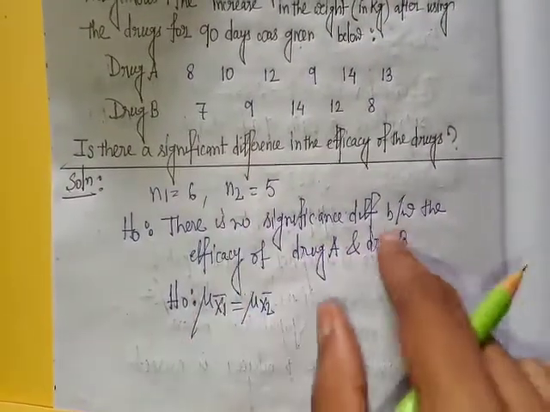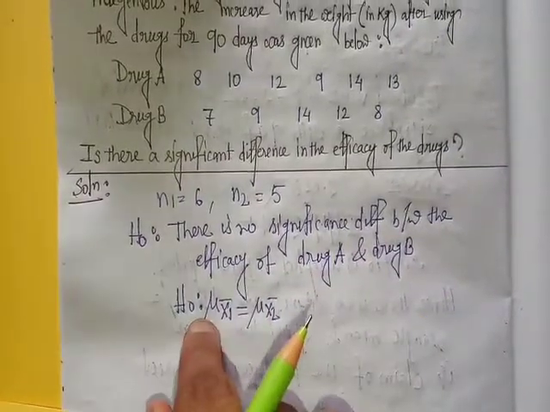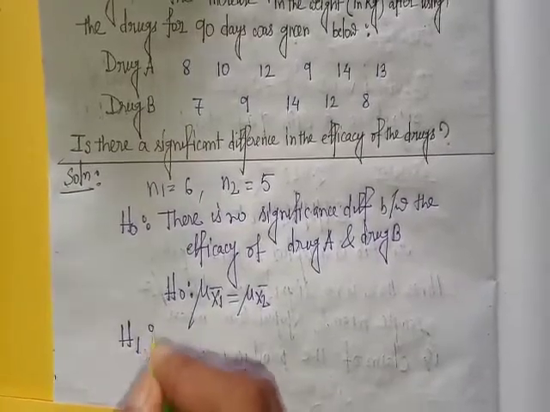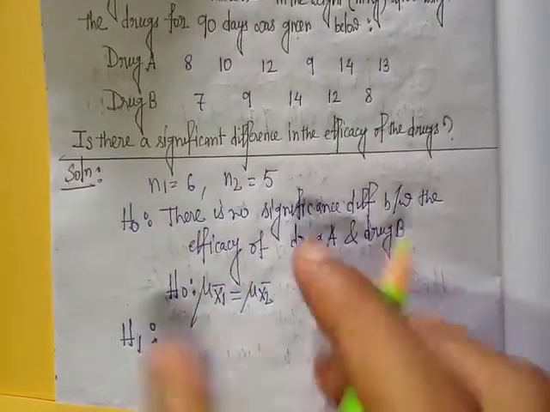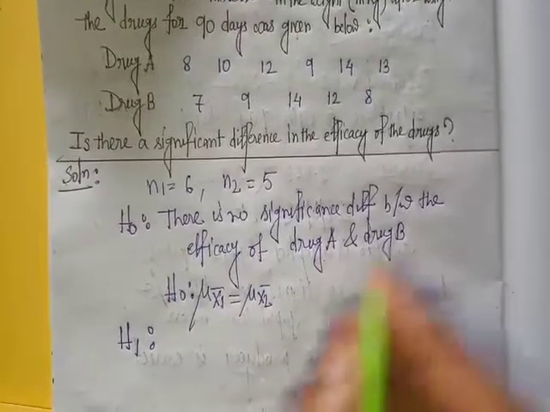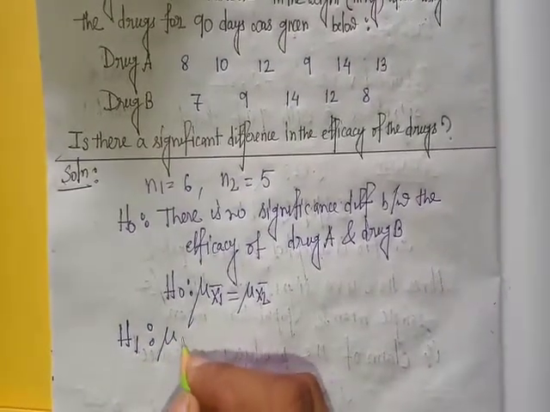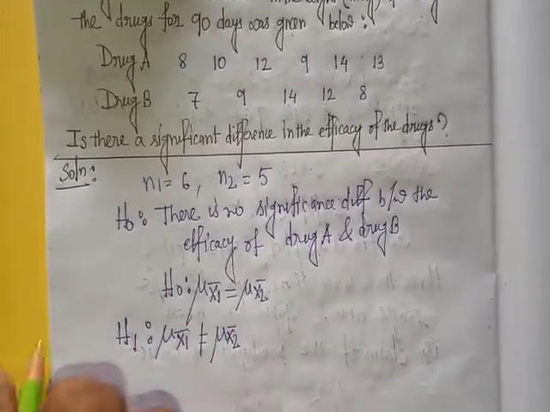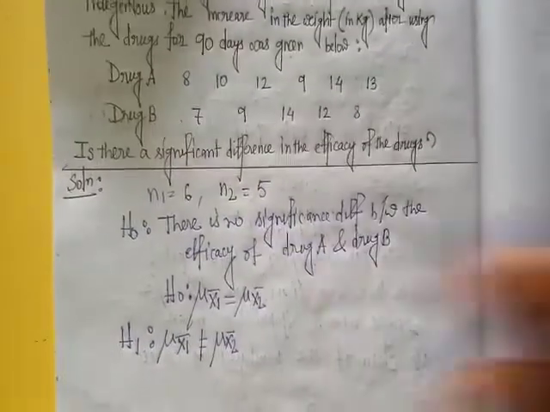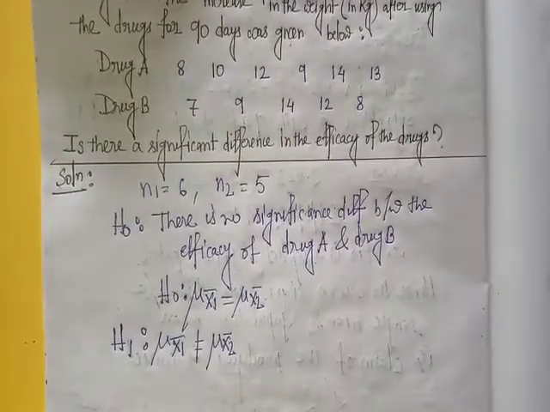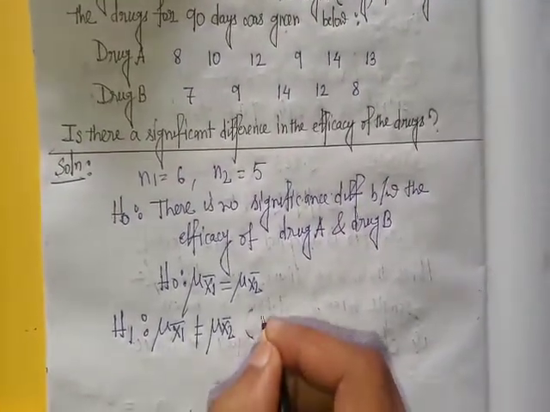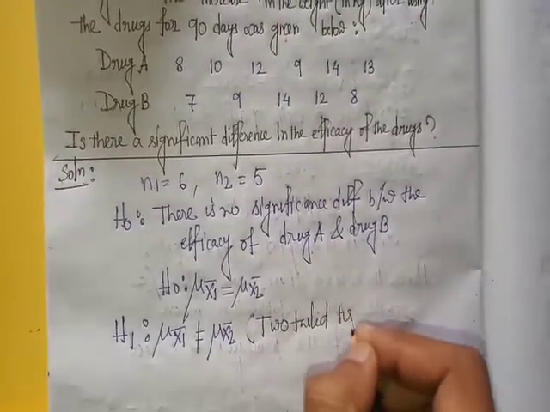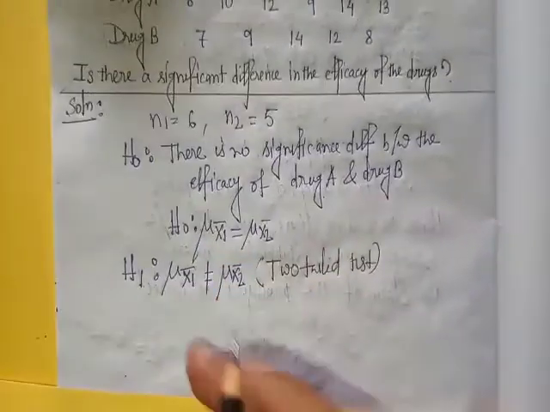That is, the efficacy of drug A equals the efficacy of drug B. The alternative hypothesis is the complement of the statement: there is a significant difference between the efficacy of drug A and drug B, that is, mu x1 bar not equal to mu x2 bar. Not equal to means this is a two-tailed test.